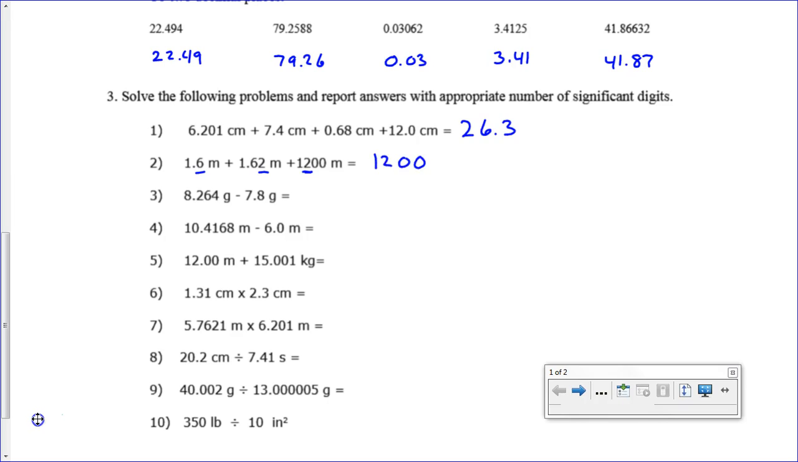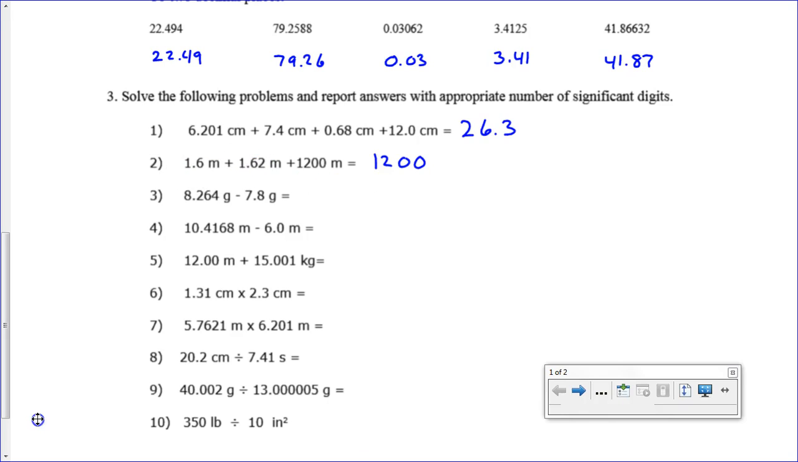This looks weird to some people because it seems like you added some things to 1200 and then you got 1200 back out as your answer. Well, here's what's going on. The 1200 was so imprecise that these two small numbers didn't really even make a difference, because we knew this 1200 plus or minus 100, remember? And when we say plus or minus 100 for this number, 1.62 and 1.6 don't really factor in when we're looking at uncertainty on the level of plus or minus 100. So we end up just getting the same number back out again.